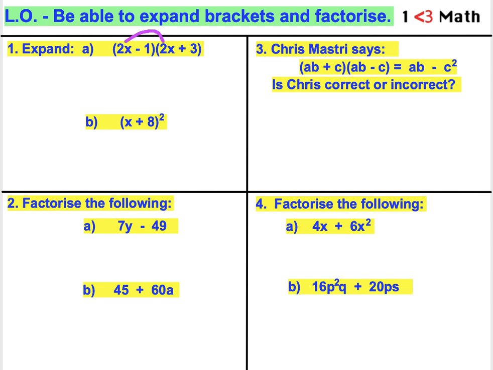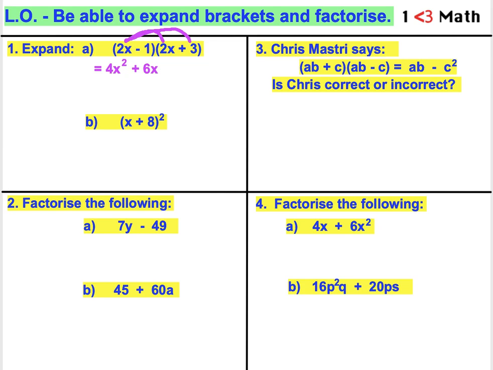So we're going to start off by doing 2x multiplied by 2x. So 2x times 2x is 4x squared, because 2 times 2 is 4, and x times x is x squared. Then we are going to multiply 2x by 3. They are both positive, so it's going to be plus 6x, because 2 times 3 is 6, so 2x times 3 is 6x.